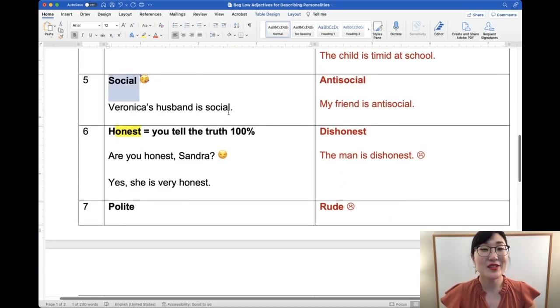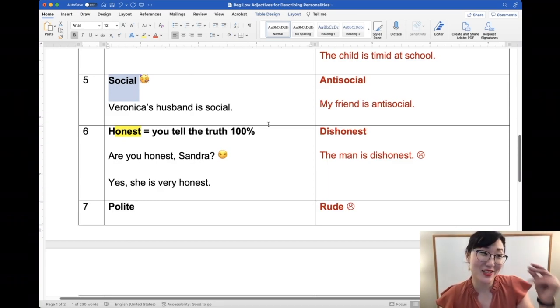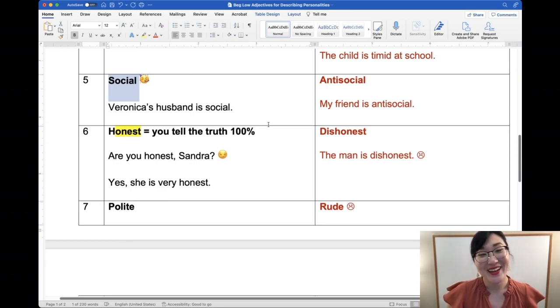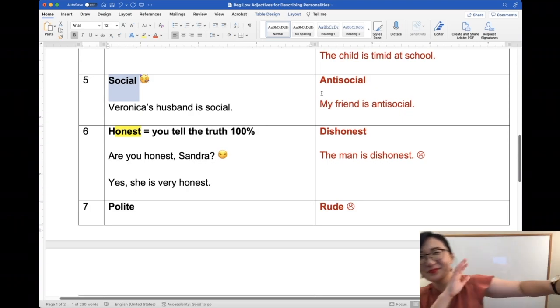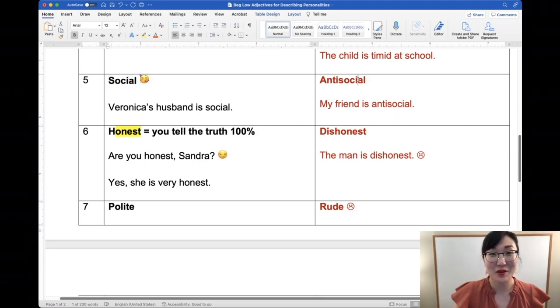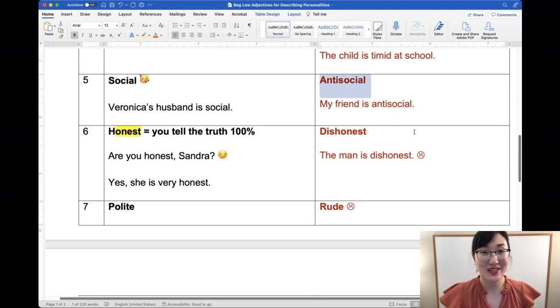Social. Veronica's husband is social. Talks at all the parties. People love the energy of parties. A lot of people. The opposite, antisocial. My friend is antisocial.